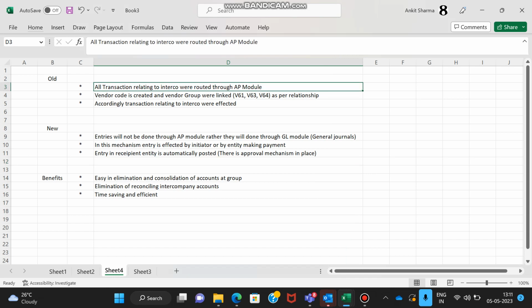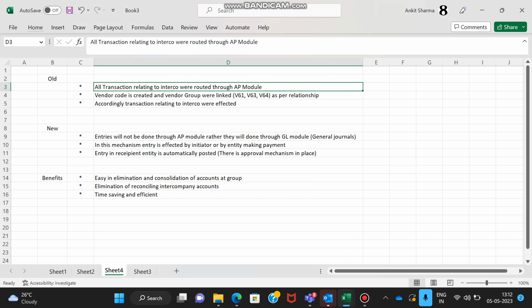In the previous method of intercompany transactions, all the transactions relating to intercompany were routed through the AP module. As you all have created a vendor code under the AP module, which are linked to the vendor group mainly through V61, V63, V64 as per the relationship of the entities, accordingly all the intercompany transactions were affected. These vendor groups were further linked to the GL, which affected the financial effect in the trial balance. So this was the old system that we were following.